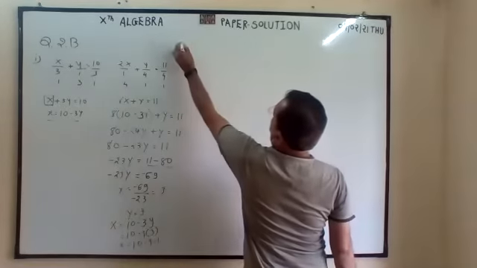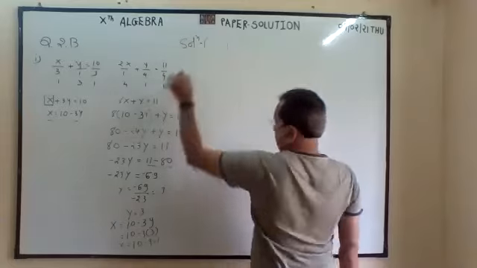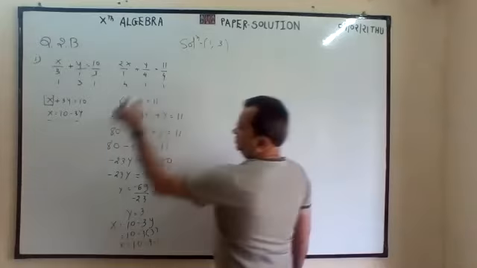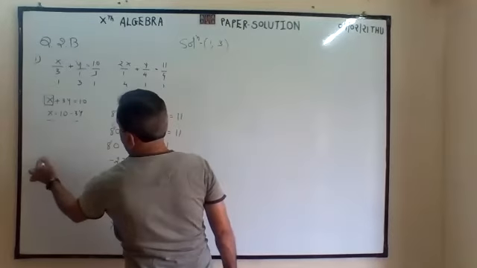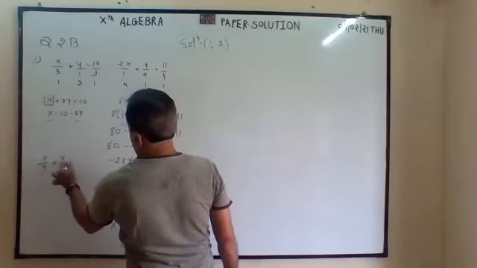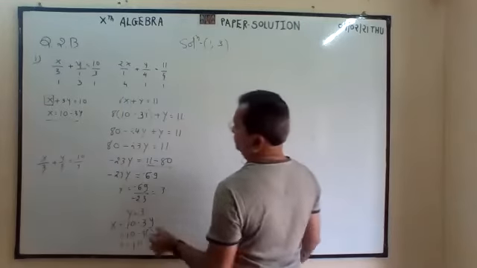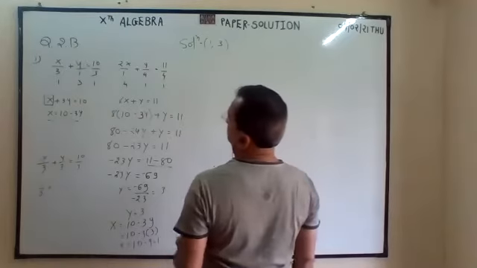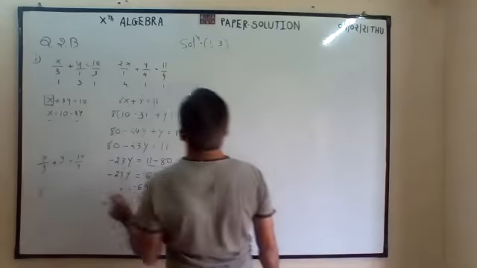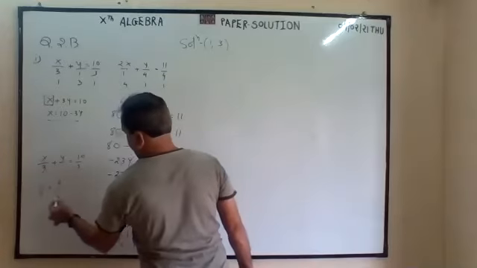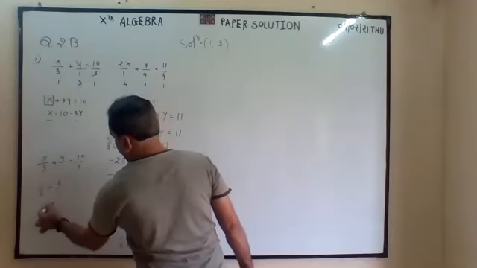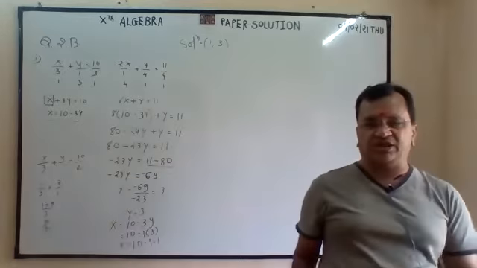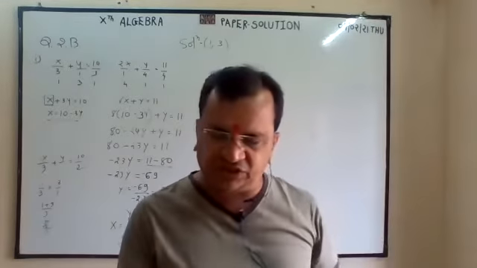So your solution, x first, y second. Substitute in this, for example. x is equal to 1, so 1 by 3 plus 3 by 1. 1 ones are 1, 3 threes are 9, so it is 10 by 3. So this and this are equal. So in quadratic equation and simultaneous equation, you can check your answer.